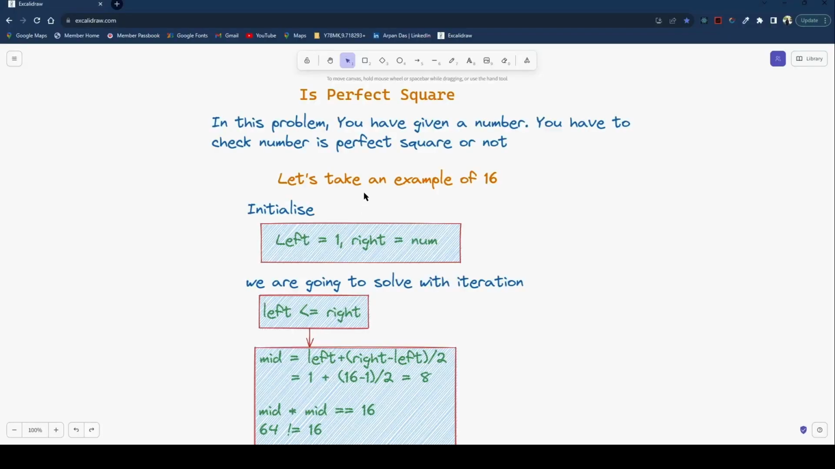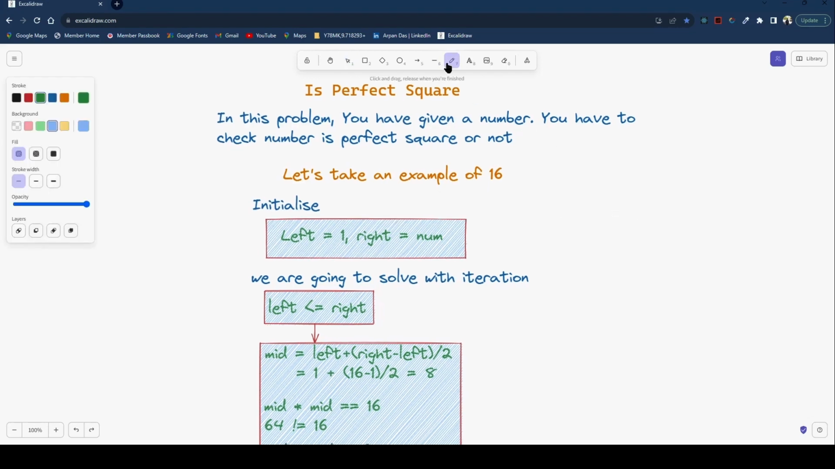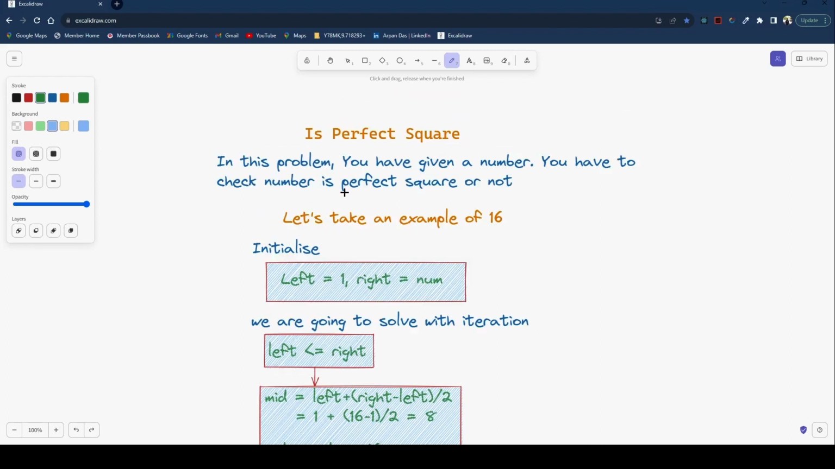Today we are going to solve some problems on binary search. Here is the first problem. We have to check whether a number is a perfect square or not. First we discuss how we can solve it, like 16 is a perfect square but 17 is not a perfect square.